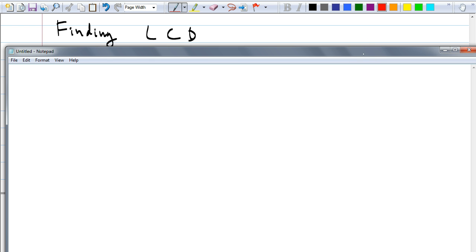So finding LCD, I wrote out steps. There are 2 major steps. It's sort of similar to finding GCF. You guys remember finding GCF? What was the step for GCF? First step. It's same as finding LCD.